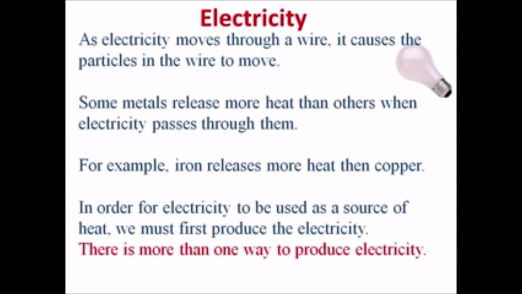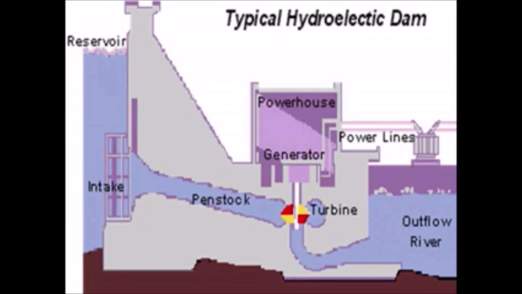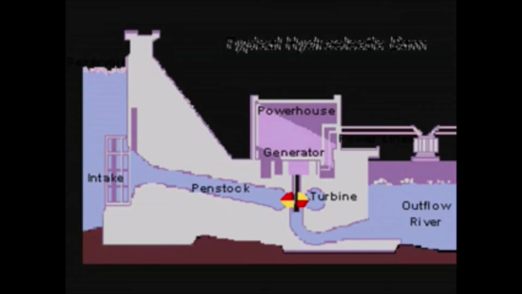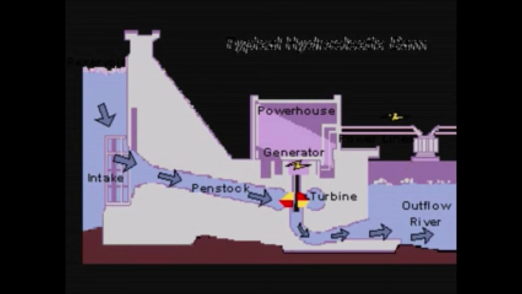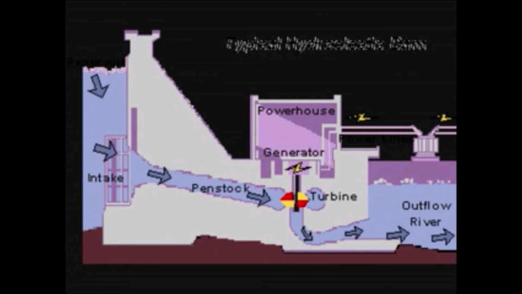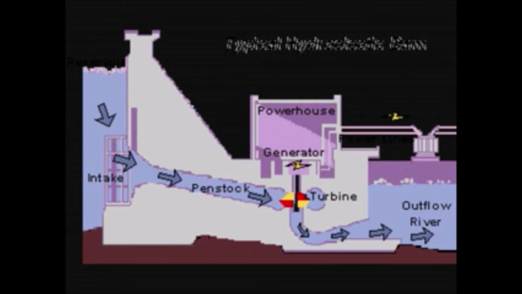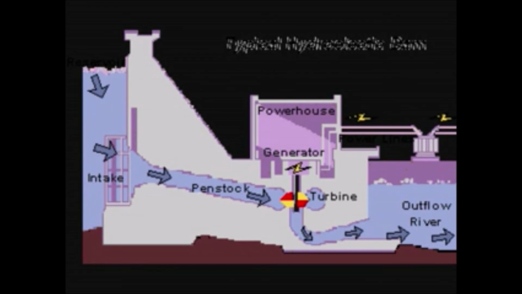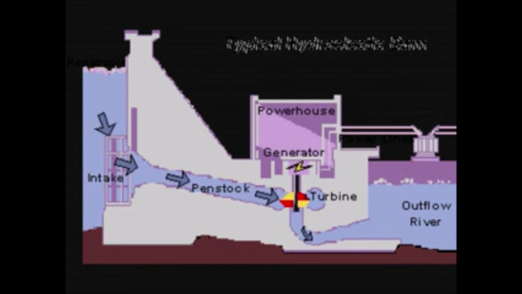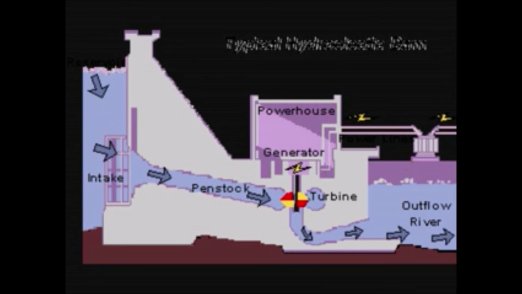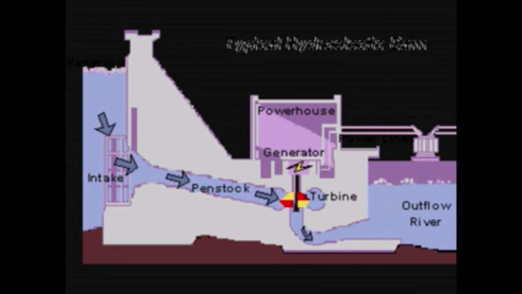Electricity. As electricity moves through a wire, it causes the particles in the wire to move. Some metals release more heat than others when electricity passes through them. For example, iron releases more heat than copper. In order for electricity to be used as a source of heat, we must first produce the electricity. There is more than one way to produce electricity.